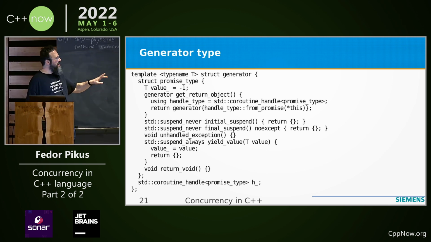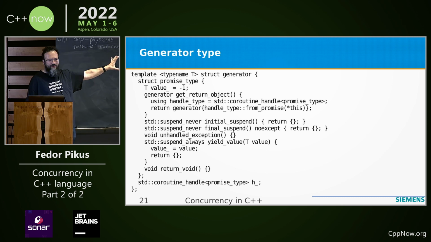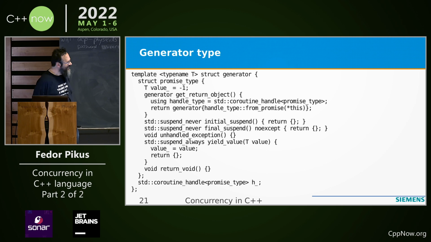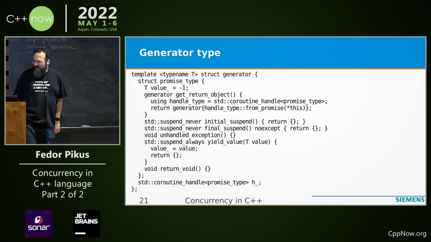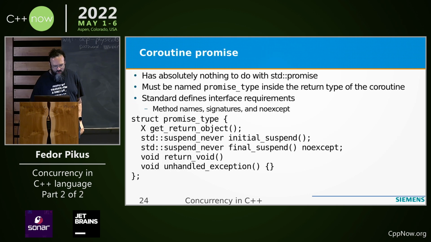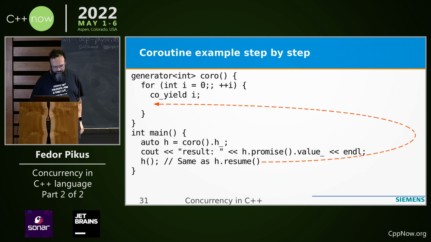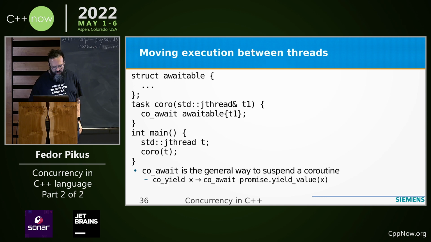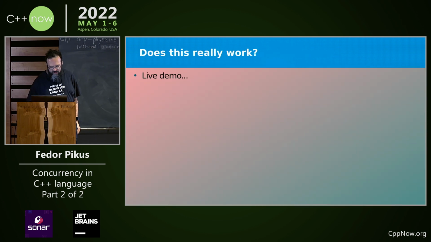Again, you write this between 0 and 1 times. If you get a library, it's 0. If you write your own, it's 1. No more than that. Okay, and we're out of time. So we did the live demo of this.